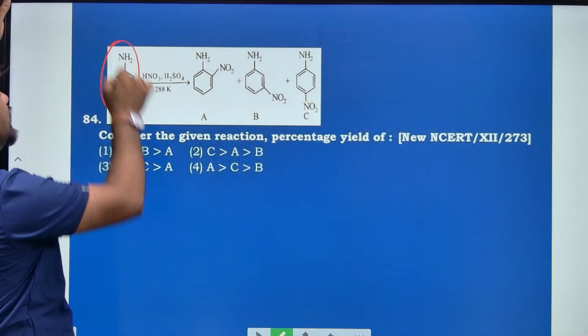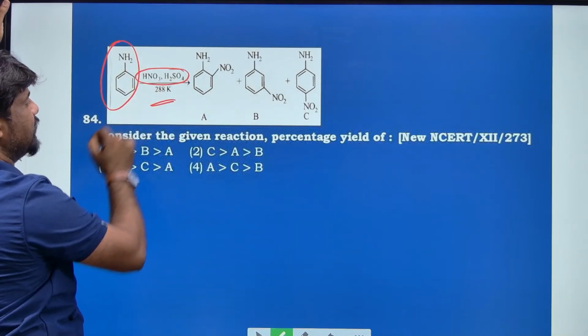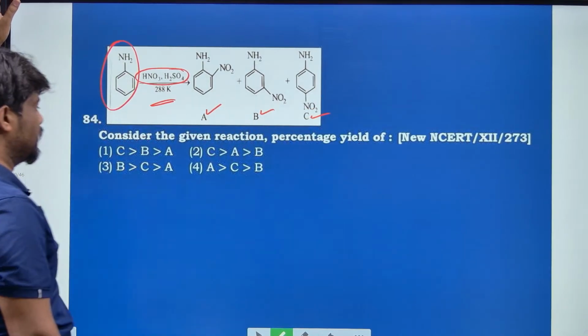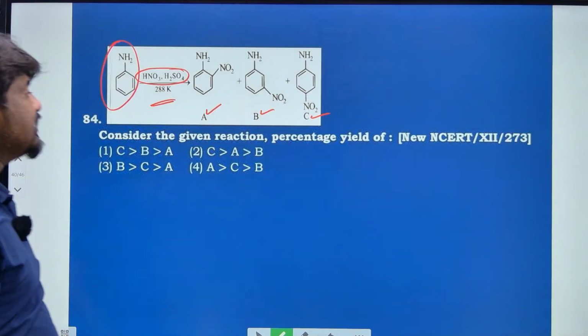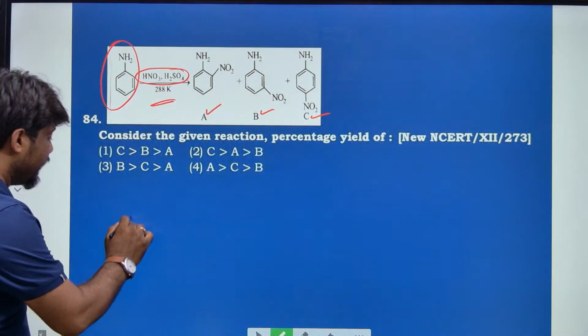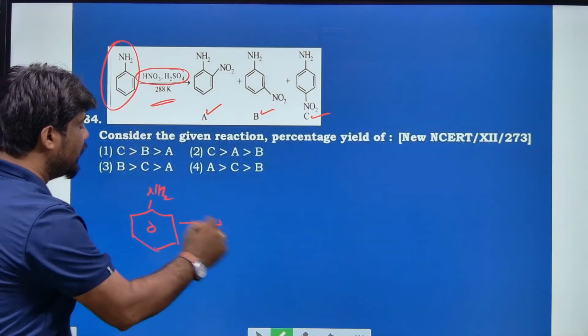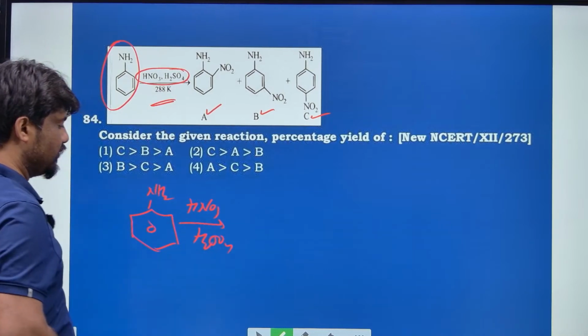When aniline is treated with HNO3 and H2SO4, nitration takes place, so component A, component B and component C are produced. Consider the given reaction, the percentage yield. Actually, when aniline is treated with HNO3 in the presence of H2SO4.